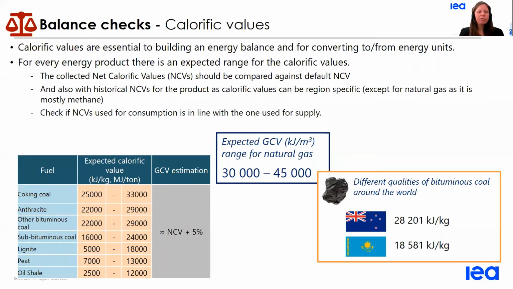It's also good to have a look at the historical calorific values for the product, as they can be region specific. You have on the bottom right of the slide an example where you see that depending on the region, we really have quite a strong difference. So this is New Zealand and Kazakhstan. And last but not least, check if the calorific value used for consumption is in line with the one used for supply. If it is not, this might lead to statistical differences.